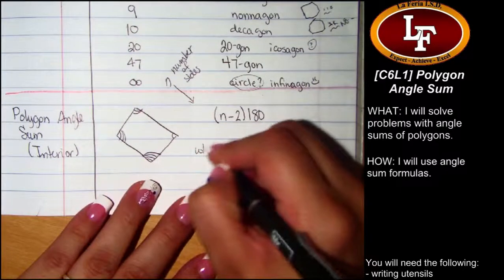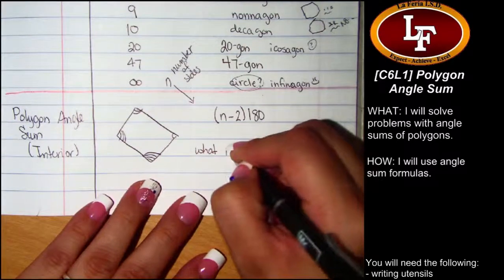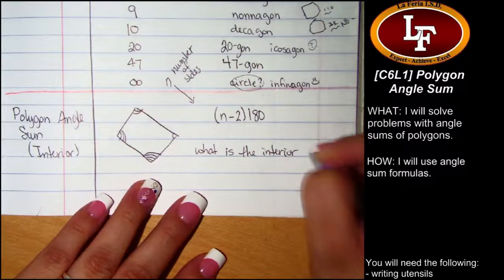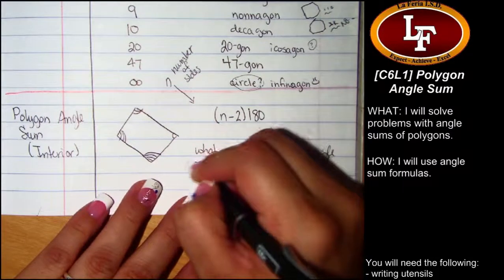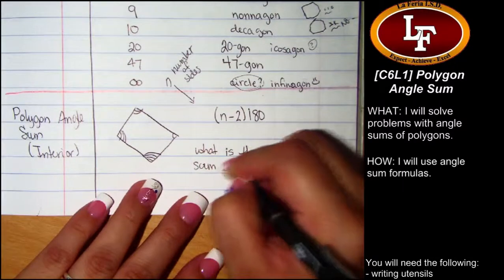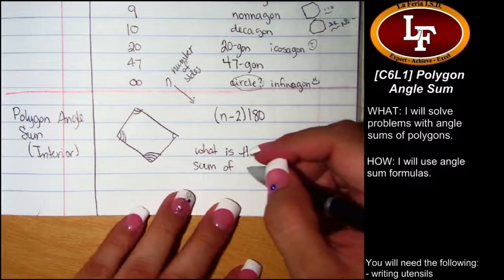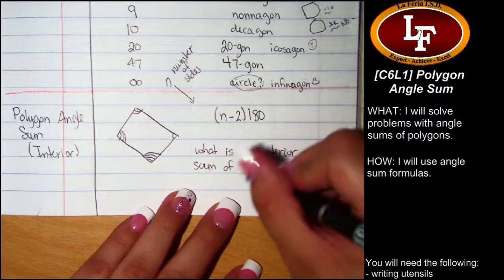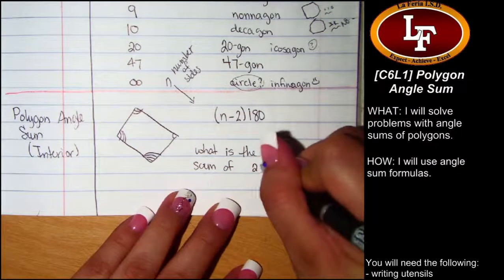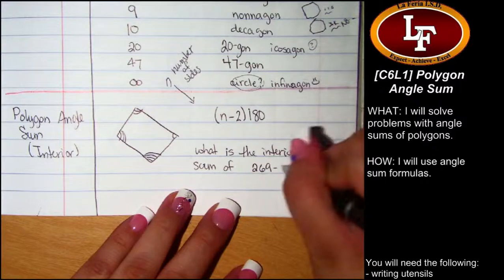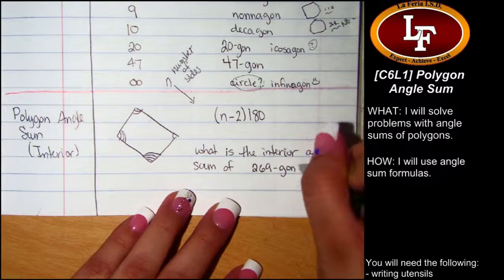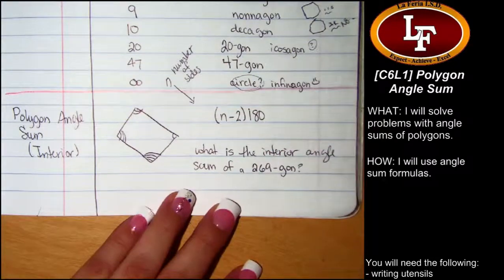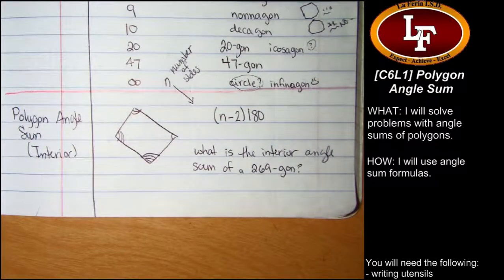So the question that we can answer is, what is the interior angle sum of, give me a number. 2. 69 again. 6. Okay, let's combine those 2 numbers and do a 269-agon.